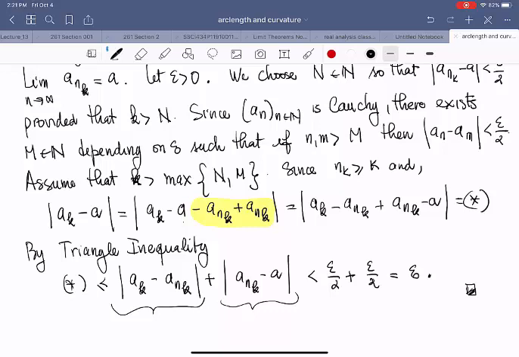And so we can now conclude that this sequence is convergent, and it's also convergent to A. So we have proved that a Cauchy sequence must be convergent. So in summary, we've proved that a sequence is Cauchy if and only if it is convergent.